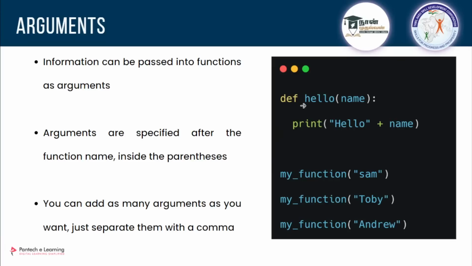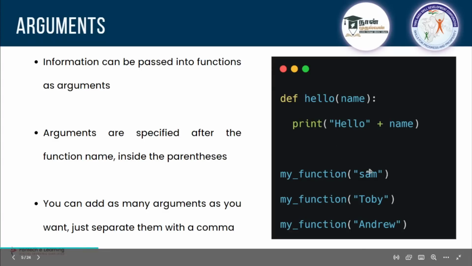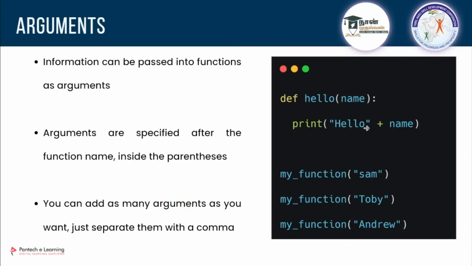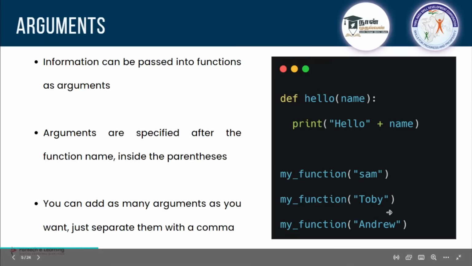While creating a function, inside the parenthesis I can ask for information. You are asking for information, right? This is known as a parameter. So if I am getting this name, the value of name will be passed here, hello plus name. If I want to greet other persons, I call the function and pass the name, okay, Sam, hello Toby, hello Andrew will be the result.